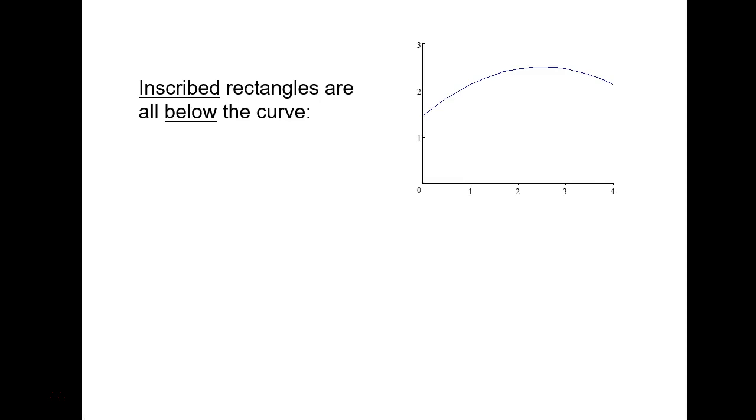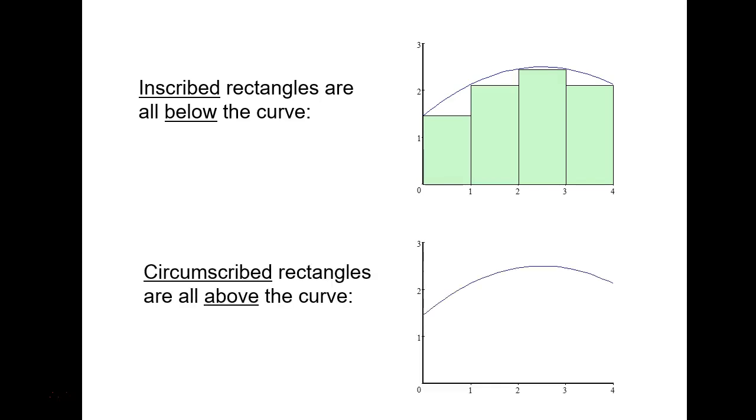Last little thing here, and then we're done. A couple of vocabulary terms here. Inscribed rectangles, if you see that term in the textbook, those are meant to be rectangles that are entirely below the curve. You might see the term circumscribed rectangles. Those would be rectangles that are entirely above the curve. So if you see any problems in the textbook where they mention those terms, that's what they're talking about.